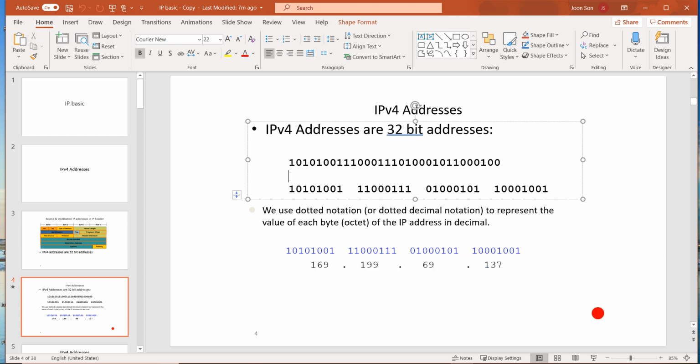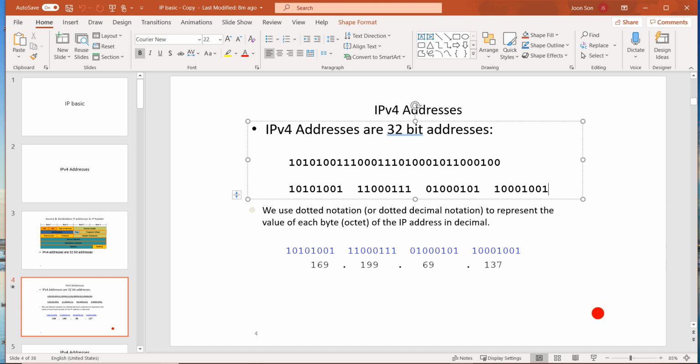169.199.69.137. And this is an IP address, 32 bits long. It's typically represented in binary form, which is machine readable. But humans are really good at decimal numbers. This 32-bit number can be divided into 4 chunks, and each chunk is called either a byte or an octet. You know the octopus has 8 legs. An octet has 8 bits, and it's 1 byte. 1 byte is equal to 8 bits.